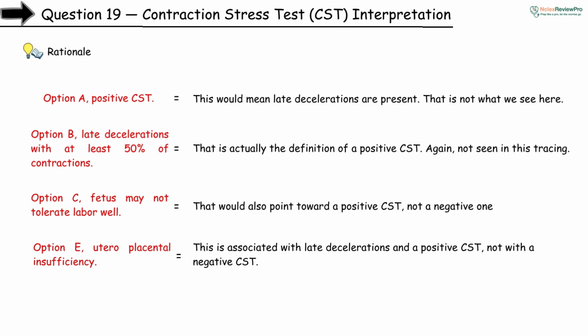That is actually the definition of a positive CST. Again, not seen in this tracing. Option C, fetus may not tolerate labor well. That would also point toward a positive CST, not a negative one. Option E, uteroplacental insufficiency. This is associated with late decelerations and a positive CST, not with a negative CST.